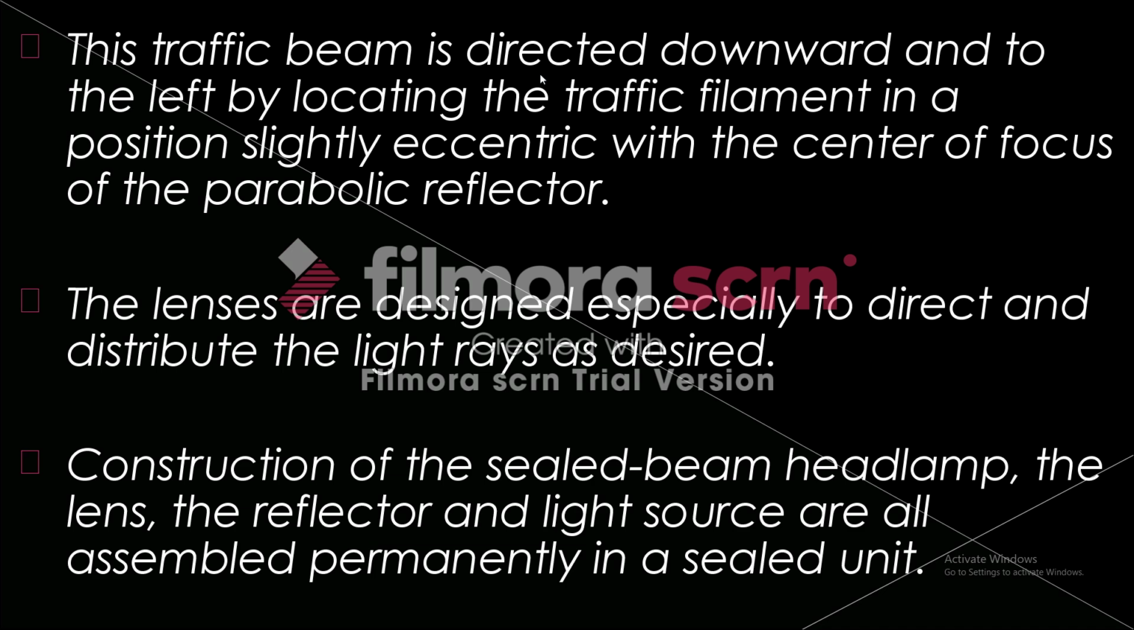This traffic beam is directed downward and to the left by locating the traffic filament in a position slightly eccentric with the center of focus of the parabolic reflector. The lenses are designed especially to direct and distribute light rays as desired. Construction of the sealed beam headlamp: the lens, the reflector and light source are all assembled permanently in a sealed unit.